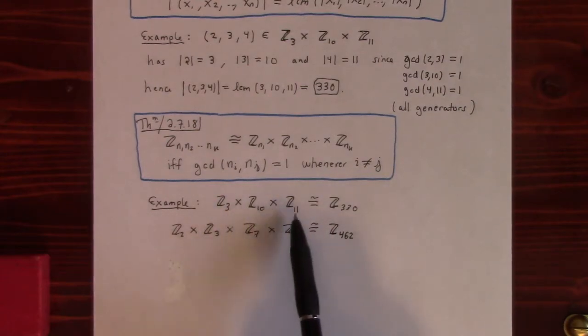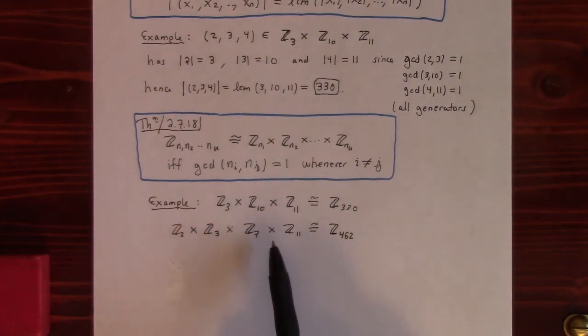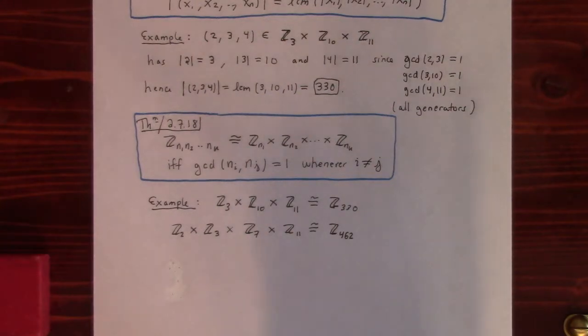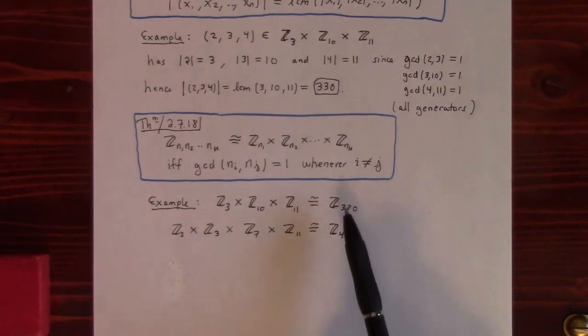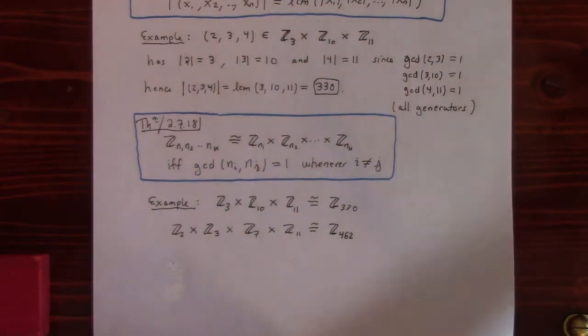So when you see something as a direct product of groups, the jury's not out on whether or not that's cyclic. You have to do further investigation. It may or may not be possible to collapse it down to just one Zn.